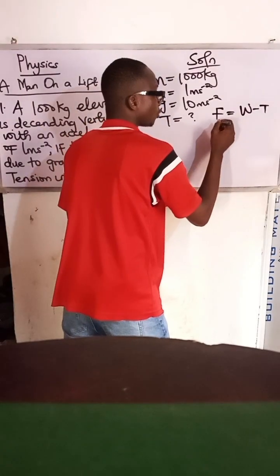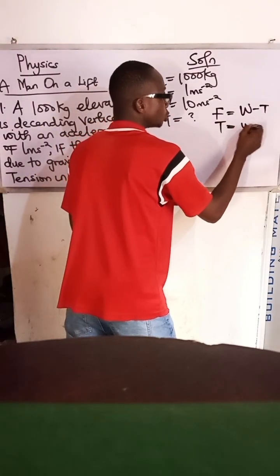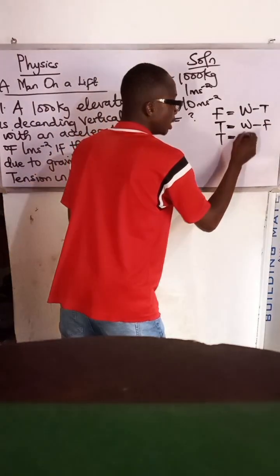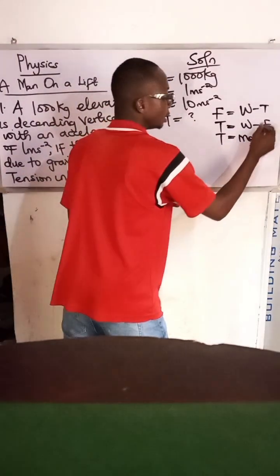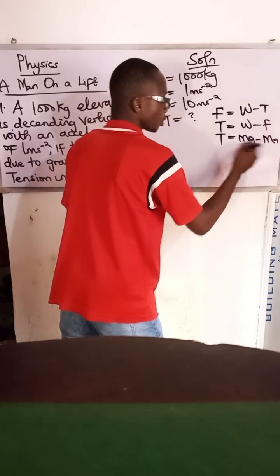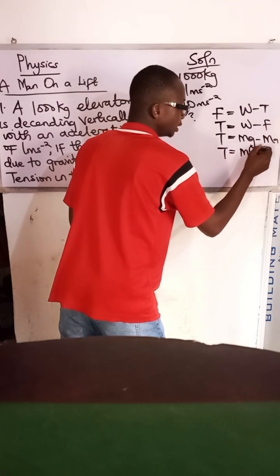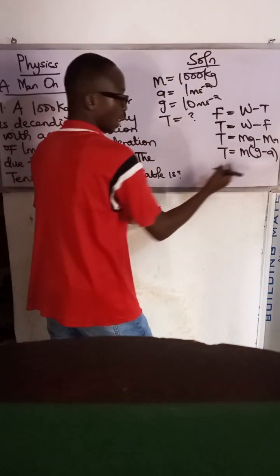To find the tension, the formula is T equals W minus F. W is mg, which is mass times gravity, and the force is ma. We factorize: T equals m, which is common, times g minus a. Now let's use this to solve.